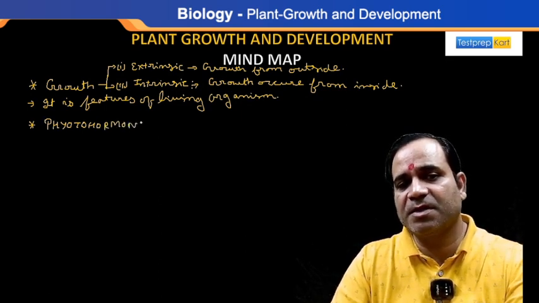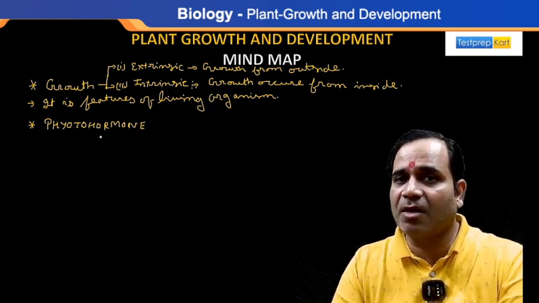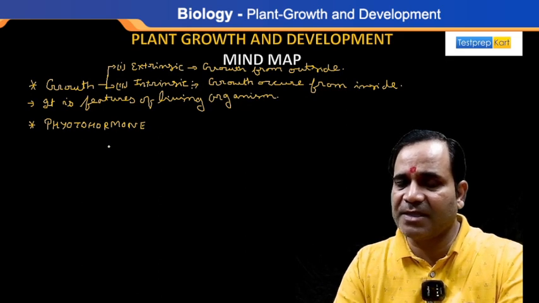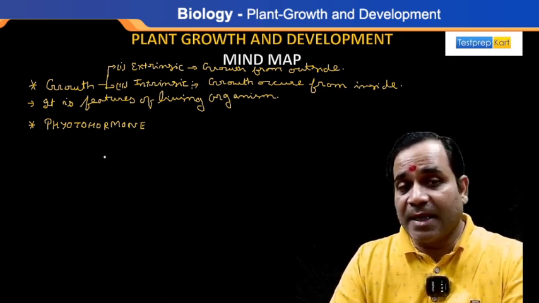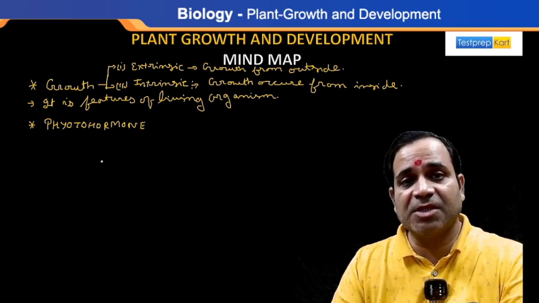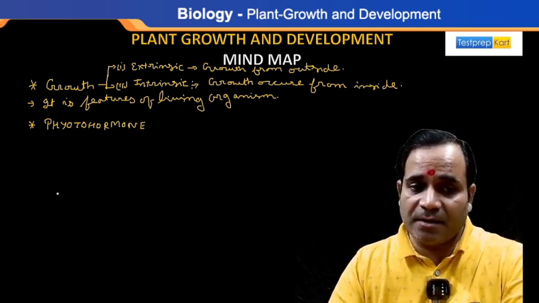Because the hormone which is present in a plant is known as what? Phytohormone. So phyto means plant. Hormone is just a chemical messenger which acts on a part of a cell. So now see here, the phytohormone. It means the hormone which is present in plants is known as phytohormone, right?